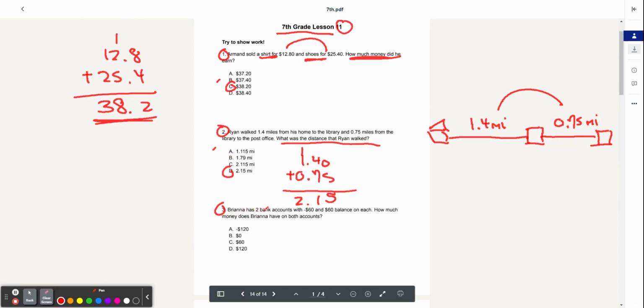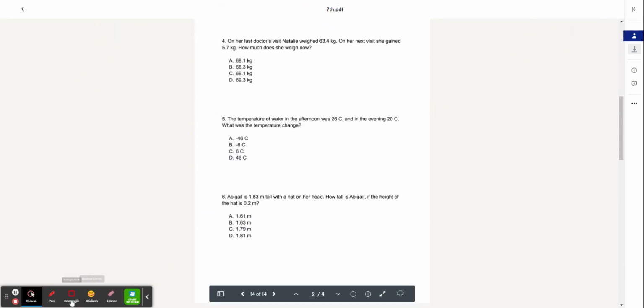3. Brianna has two bank accounts with -$60 and $60 balance on each. How much money does Brianna have on both accounts? So on one, she has -60, and on the other, she has 60. So how much money does Brianna have in total? Well, when you add 60 and -60, they cancel out, so you get 0. So our answer will be B. All right.